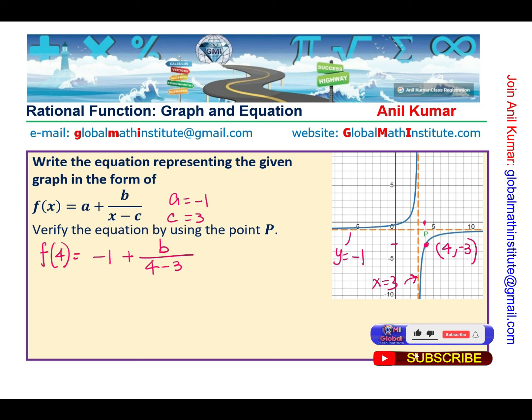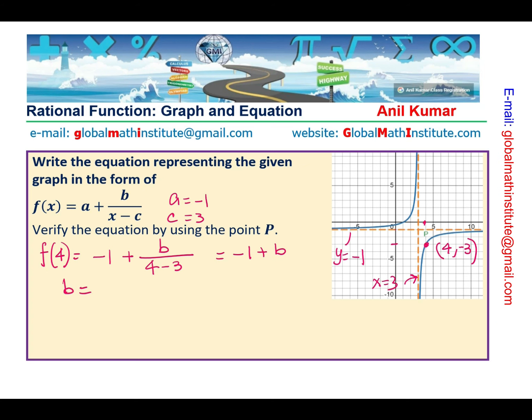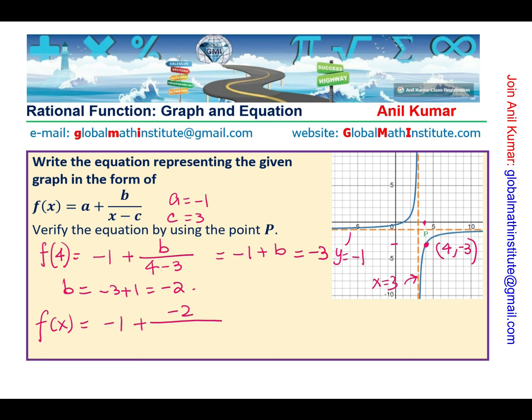You get the idea. So the denominator is 1, which is minus 1, plus b, correct? So therefore, we know b is equal to what? And this output f of 4 is minus 3. So b is equal to minus 3 plus 1, which is minus 2. So we get the function f of x as equal to minus 1 plus minus 2 over x minus 3.